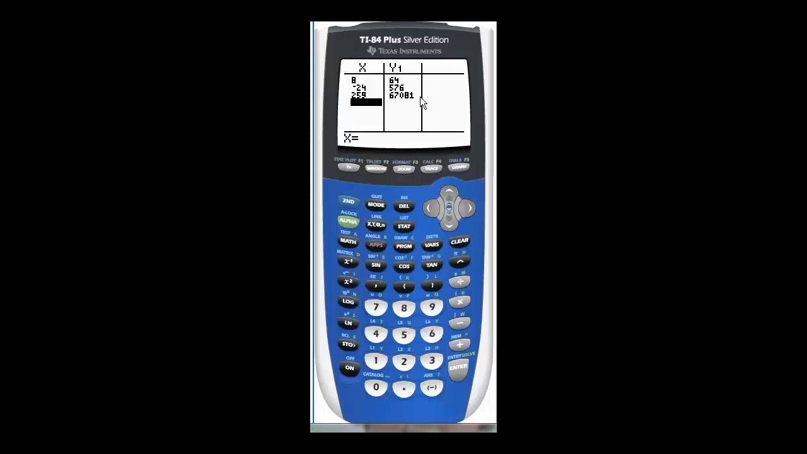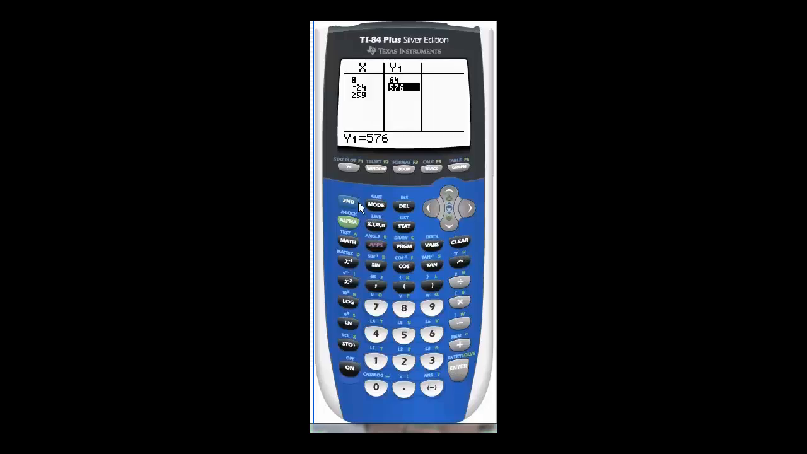If we go back to table setup, if you set your dependent variable, that's your y value, on ask, all that does is it leaves y blank until you arrow over and hit enter. I don't know how useful that is. Maybe if you wanted to wait to calculate y for some reason. So what this is essentially doing is plugging in for x.